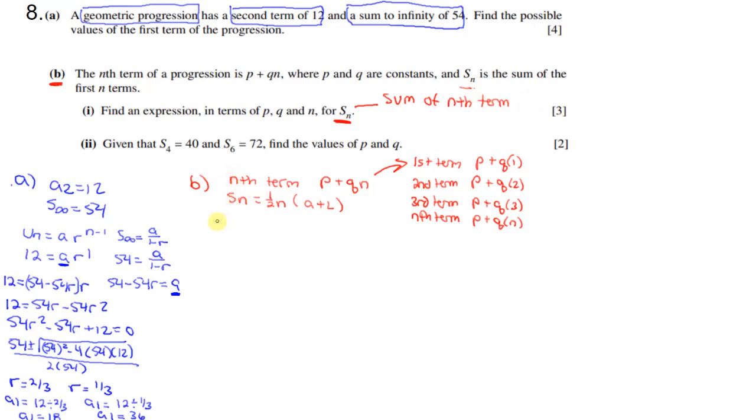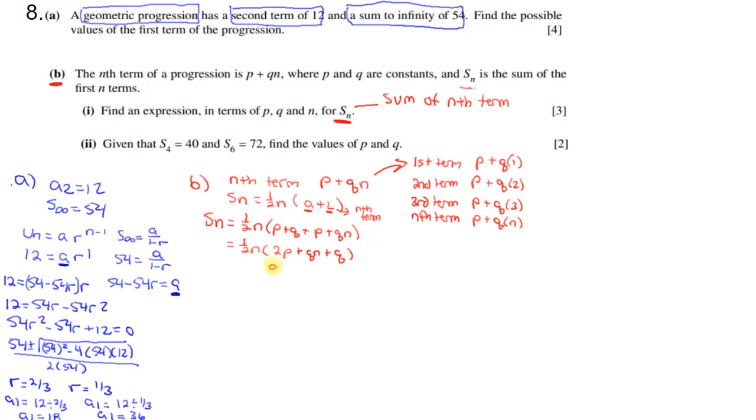So if I go ahead and find the sum of the nth term, I'm going to use this formula here, and I'm going to plug in what I can, the first and the last. Now the first term is going to be p plus q, we already figured that out, and the nth term, which is the last term, is p plus q times n. Now I'm going to combine some like terms. You'll notice I've got two p's, so this is going to be 1/2 n times (2p plus qn plus q), and that's the expression for the sum of the n terms.